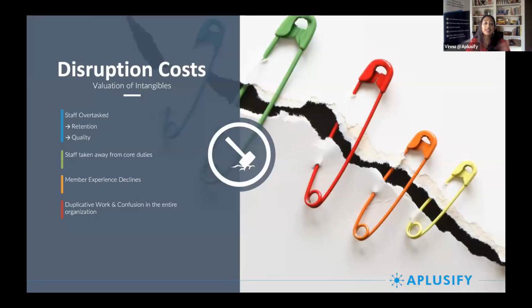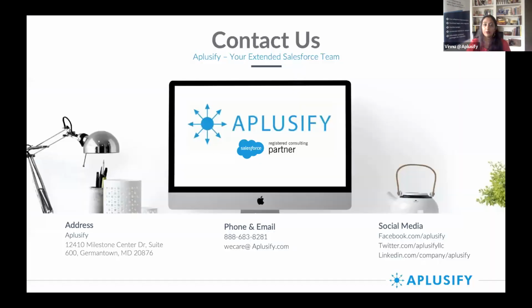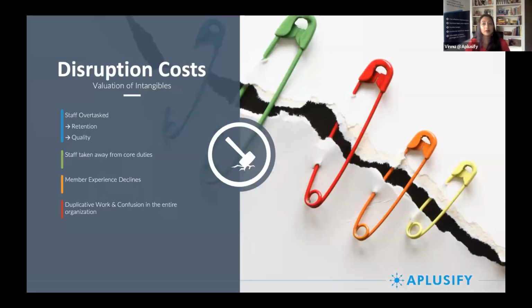Now, the intangible cost. We talked a lot about the disruption cost, the valuation of your hourly rate, your salary, your hourly salary, multiplying that by how much work you're putting in, and you have your number. You have that when it comes to disruption, you do have that cost.